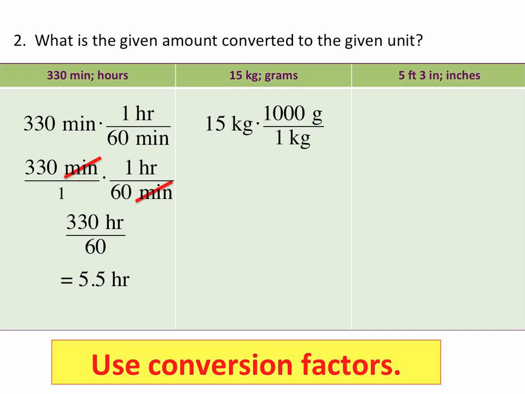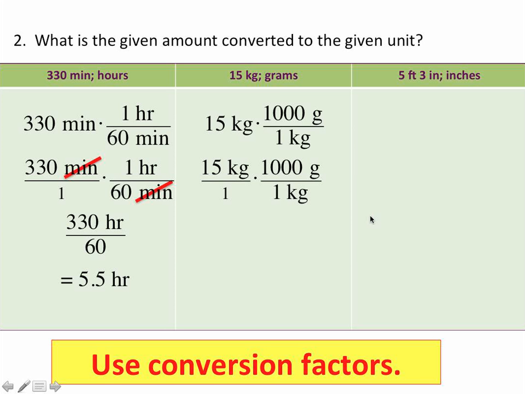So 15 kilograms converted to grams. Well, I want to get rid of the kilograms, so I'm going to need kilograms on the bottom here. I want to be left with grams, so my conversion factor has to deal with grams and kilograms, with kilograms on the bottom, so it will eliminate those kilograms on the top. Because at the end, all I want to be left with is the grams.